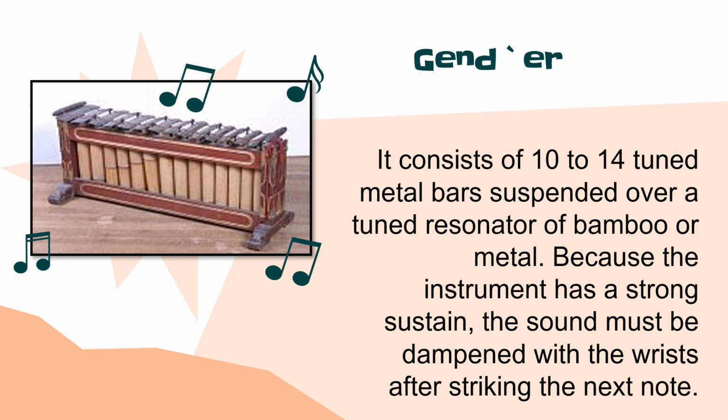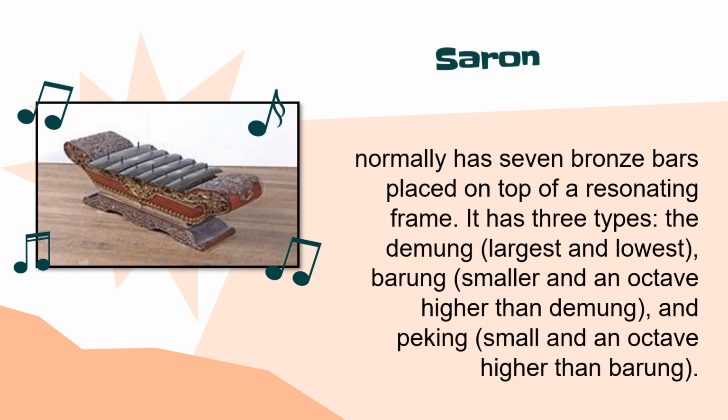Gender. It consists of 10 to 14 tuned metal bars suspended over a tuned resonator of bamboo or metal. Because the instrument has a strong sustain, the sound must be dampened with the wrist after striking the next note. Saron normally has 7 bronze bars placed on top of a resonating frame. It has 3 types: the Demong Saron, the largest and lowest; Barung Saron, smaller and an octave higher than Demong; and Peking Saron, small and an octave higher than Barung.